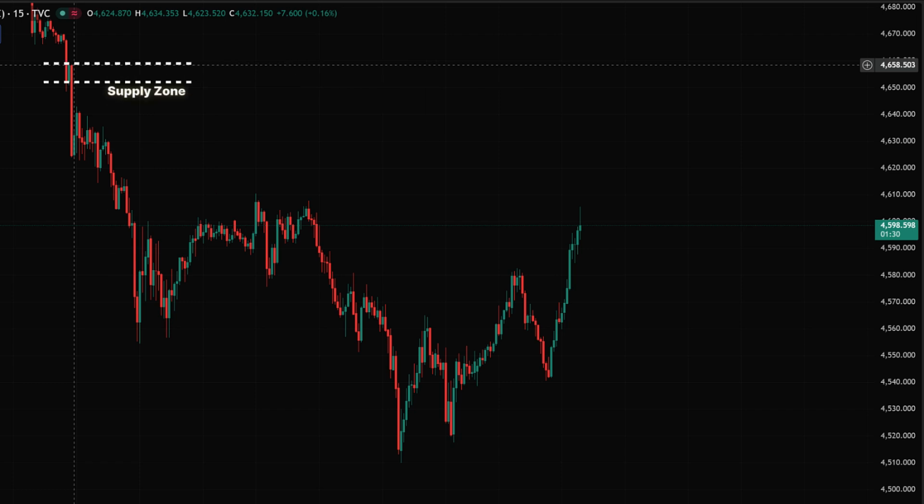At the very top, we have a supply zone. This zone matters because price previously reacted from that area and sold off strongly. In simple terms, that tells us that sellers were active there. If price ever comes back into this area, we don't automatically sell, but we treat it as a high interest zone where bearish pressure could return.